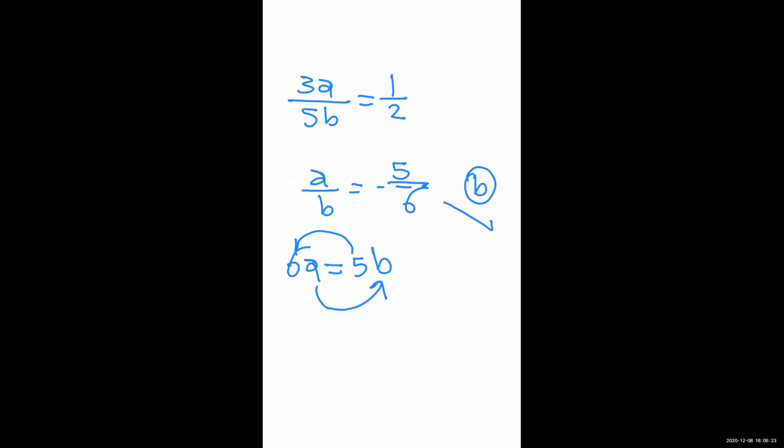The next one. 4x equals 5y. So 5y over 4x will equal... Okay. How to solve this easy one?